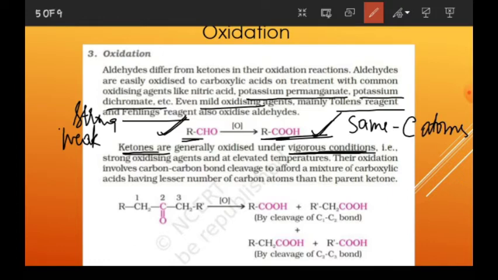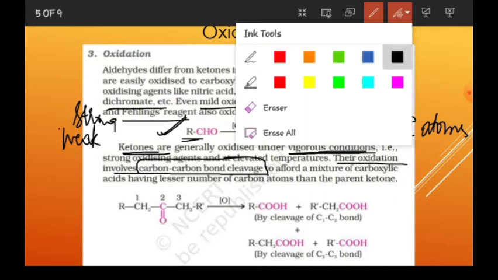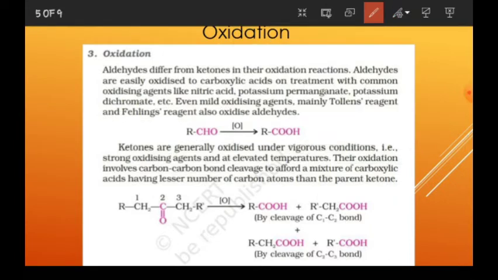Now see here, their oxidation involves carbon-carbon bond cleavage. What is the reason behind this? Vigorous condition involves the breakage of the carbon-carbon bond. And one more difference is here: the mixture of carboxylic acids formed will have a lesser number of carbon atoms.